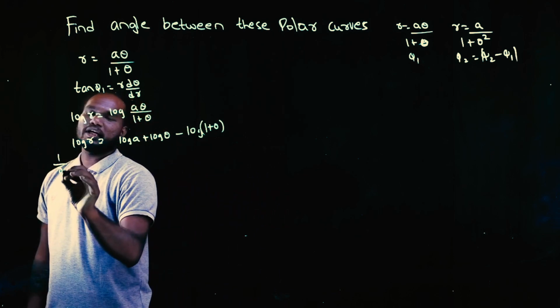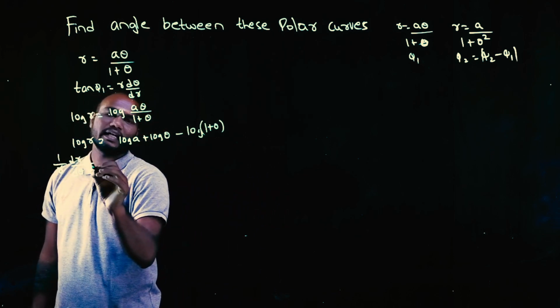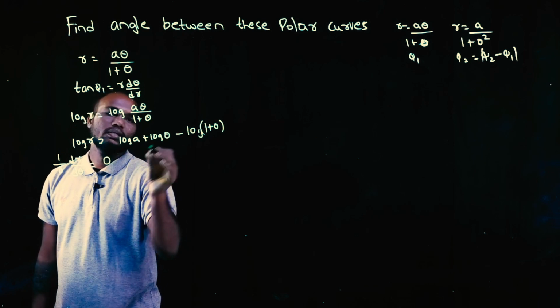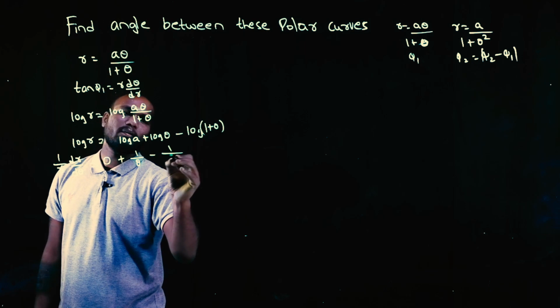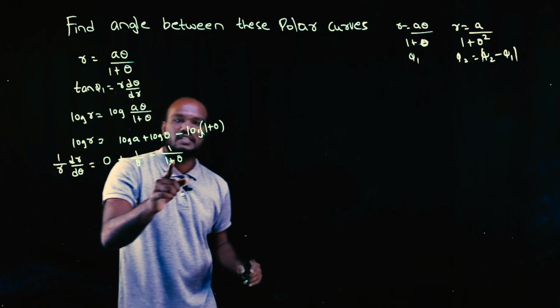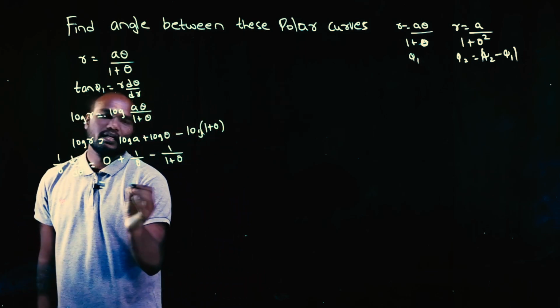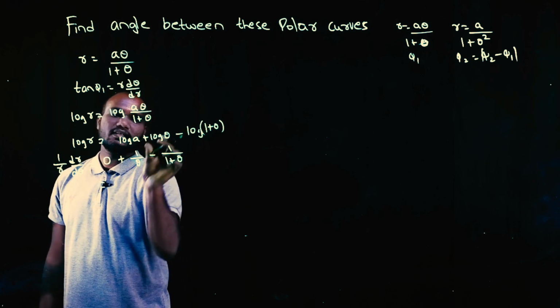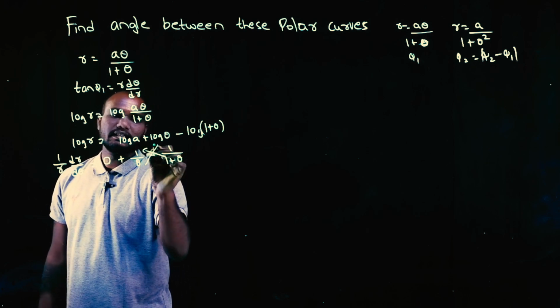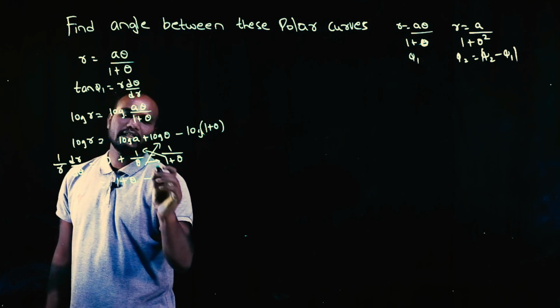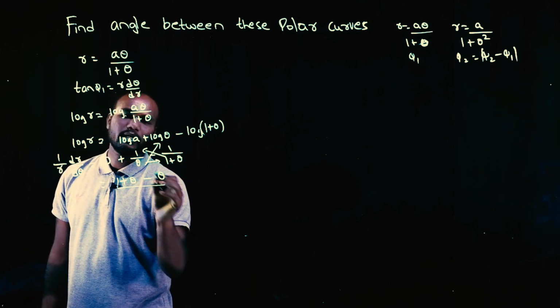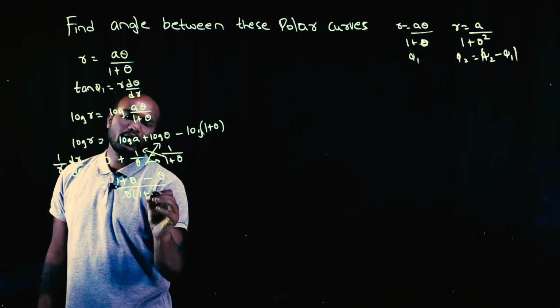Differentiating log r gives 1 by r dr by d theta, which is equal to log a, a number, so 0, plus the differentiation of log theta, 1 by theta, minus 1 by 1 plus theta. If you differentiate 1 plus theta, this will become 1, so just leave it here. I can take the LCM: 1 by theta minus 1 by 1 plus theta is 1 plus theta minus theta, divided by theta into 1 plus theta.